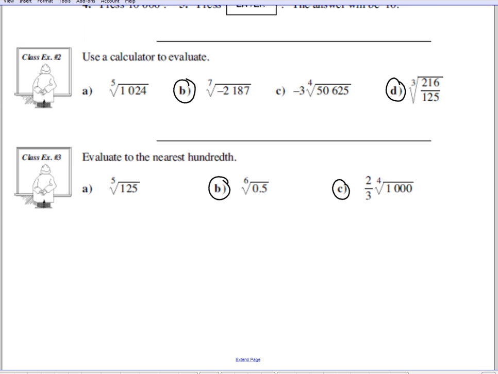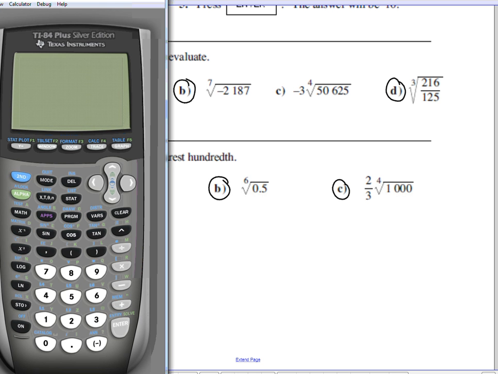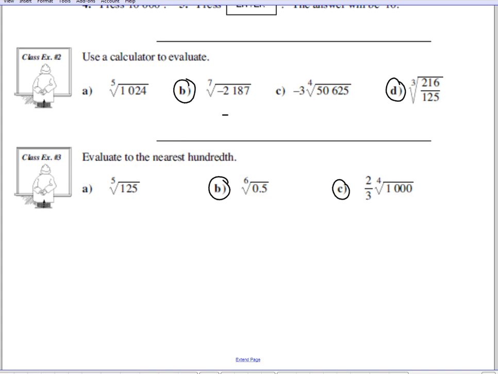So the first one, a 7th root, I'd have to type the 7 first, and then math 5, so you want the x root, and that should be the same button on scientific calculators too, just in a different spot. Negative 21,087, which is negative 3.